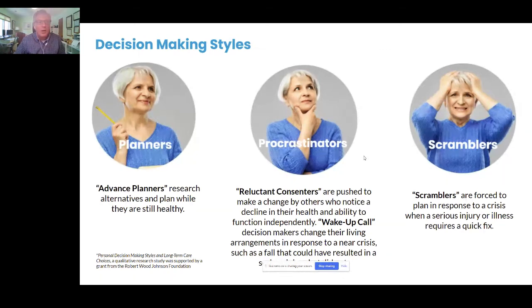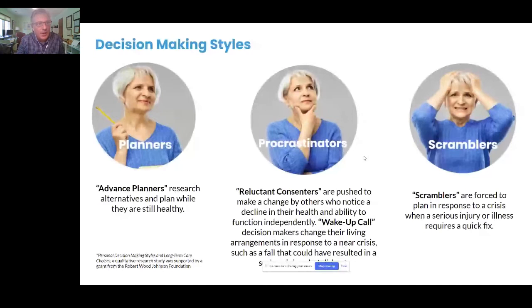So then what we've got are the procrastinators, and we break those into two categories: the reluctant consenters and the wake-up call responders. Reluctant consenters are kind of pushed into making a change because they see the world around them, and they're beginning to put two and two together that they better do something. The wake-up call responders are people that are near a crisis. They didn't quite get there, but they get this wake-up call and they're like, okay, I've got to get my affairs in order, or mom's affairs in order.